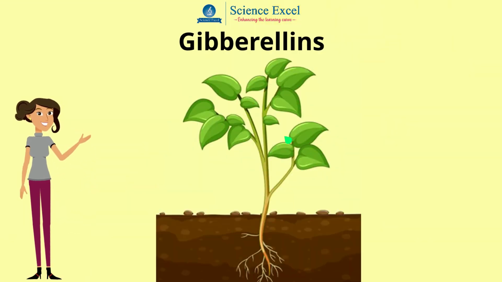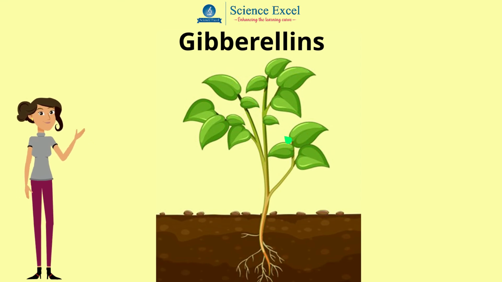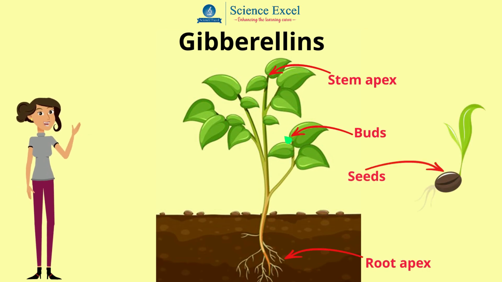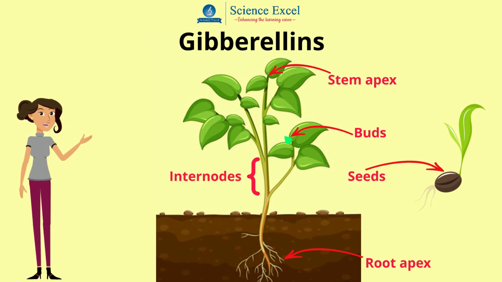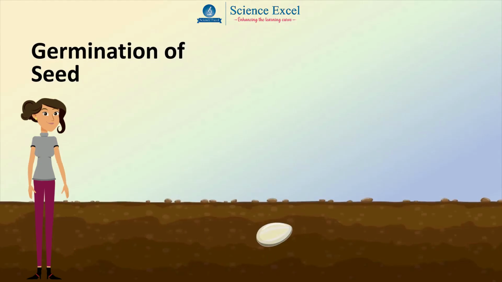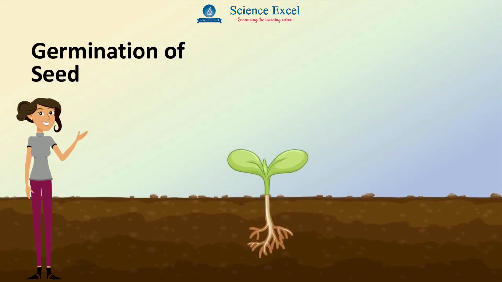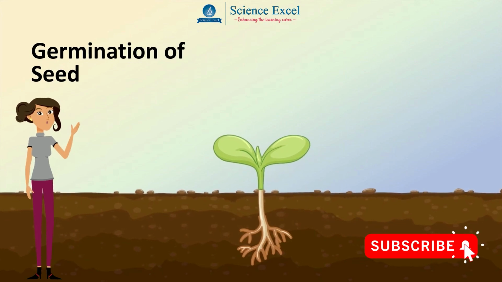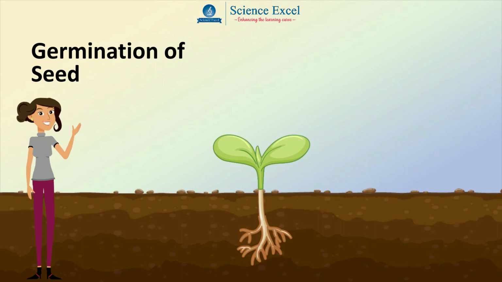Gibberellins are hormones found in higher plants, mainly distributed in the meristematic regions like stem apex, root apex, buds, seeds, etc. Its main function is to promote the growth of internodes by cell elongation. Gibberellins break seed dormancy and initiate germination. They promote fruit growth and delay the natural process of aging.